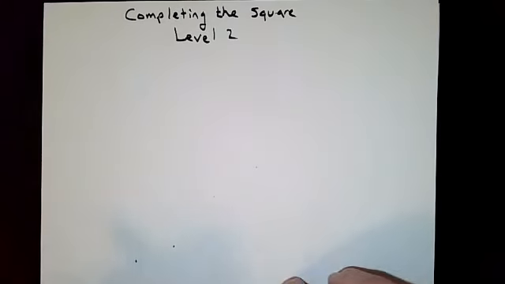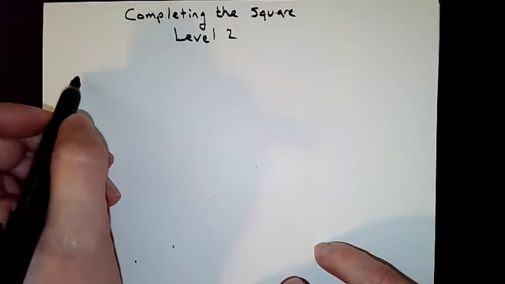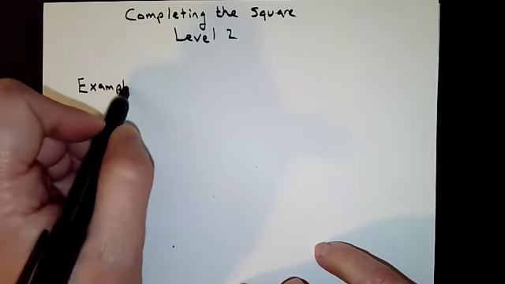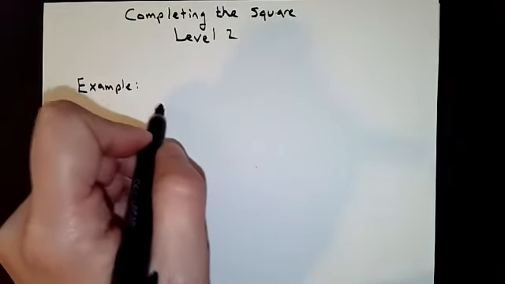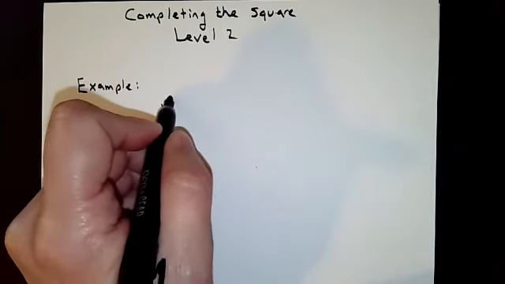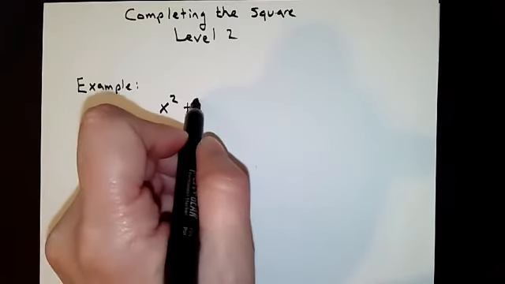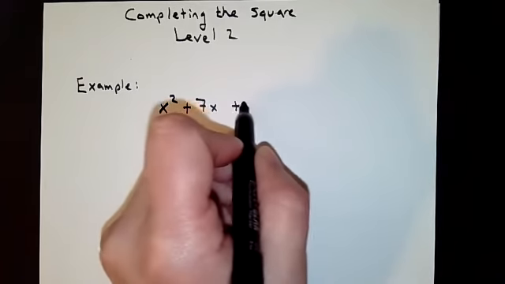All right, we're going to continue looking at completing the square. We've leveled up. We're going to look at some level 2 examples. So the level 2 example, we're going to complete the square on x squared plus 7x plus 4.